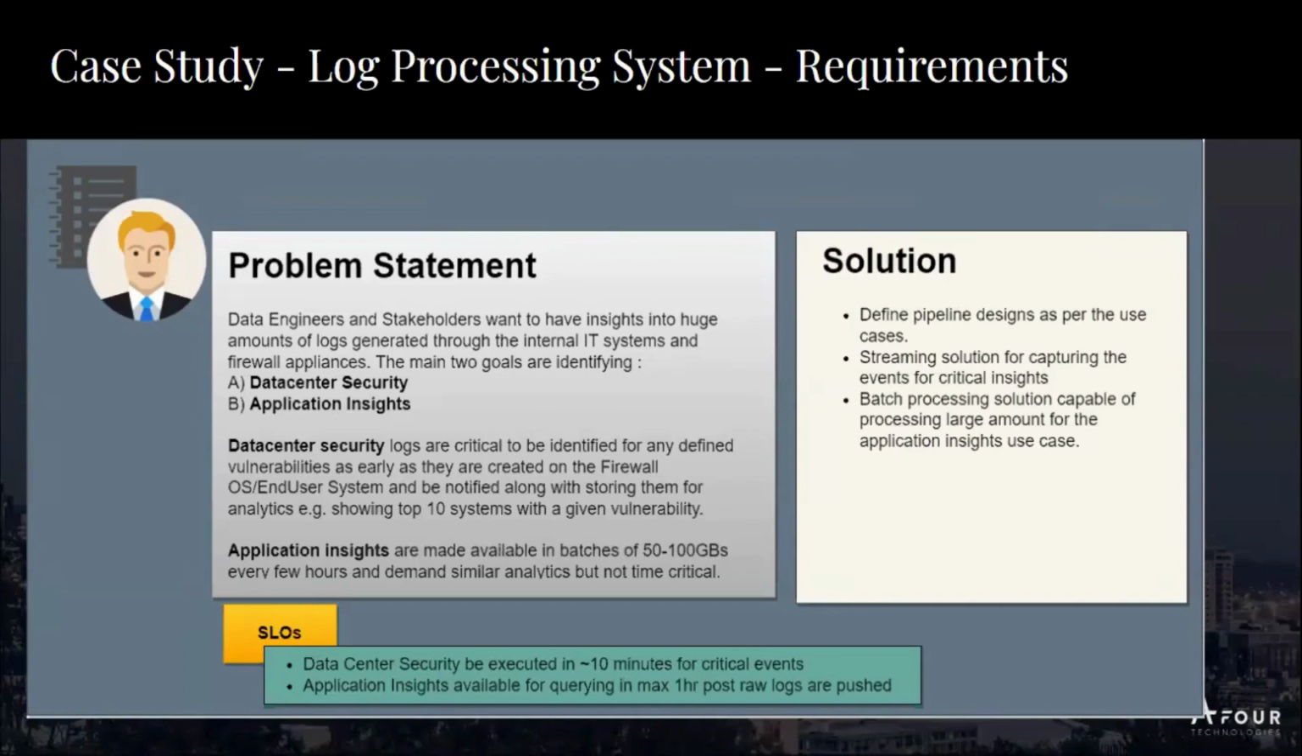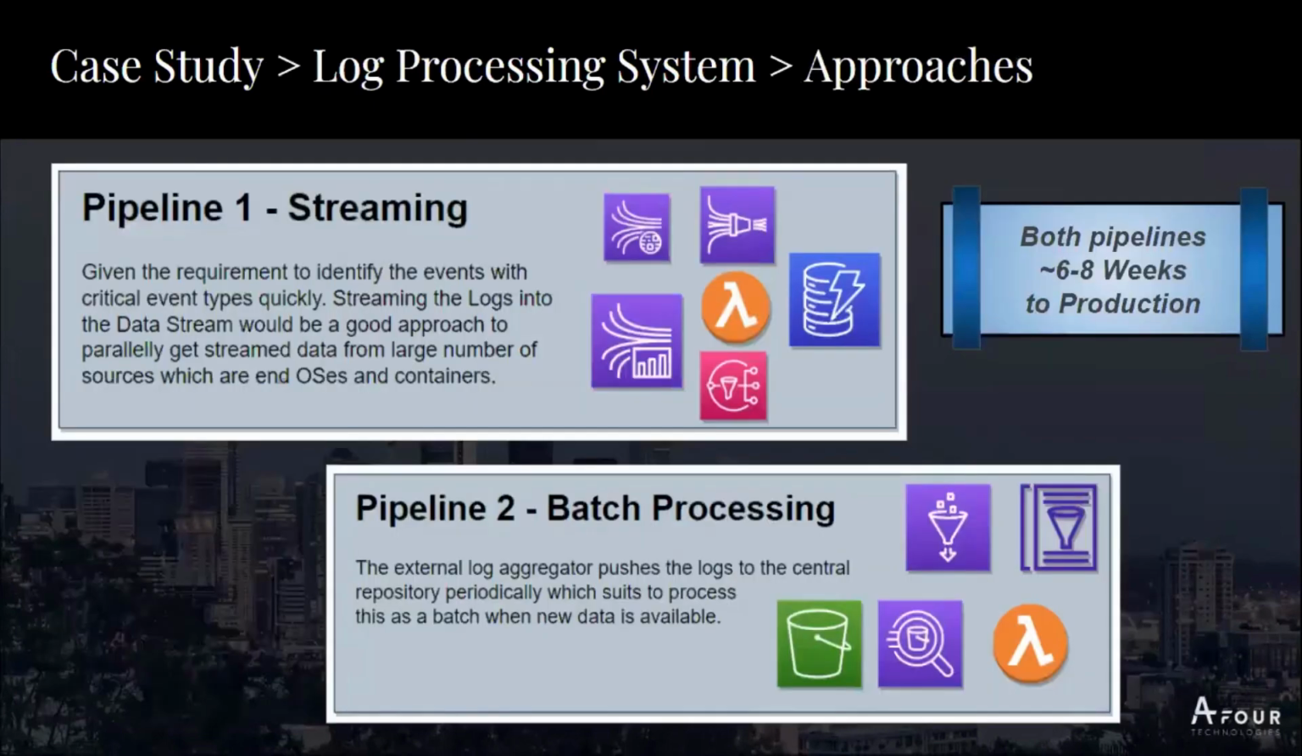So the solution that is being proposed here is to define the data pipeline as per the design, and it would be a streaming solution for the data center security insights, and a batch processing solution for the application insights, right? So pipeline one would be a streaming, since the data is coming continuously. These set of technologies would be used. I'll go into them. And the batch processing is essentially a large amount of data coming into a certain S3 bucket, right?